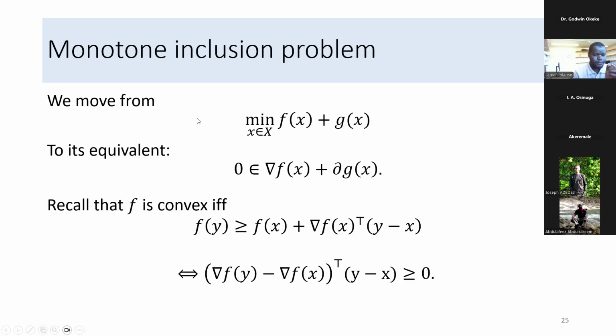Now, going a little bit from the composite optimization problem to the monotone inclusion. So how do you formulate a monotone inclusion problem as an optimization problem, or how do you formulate an optimization problem as a monotone inclusion problem? And this goes from what I call the first optimality condition of the optimization problem.